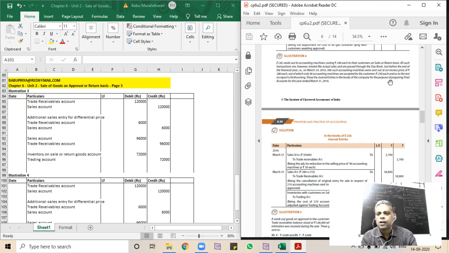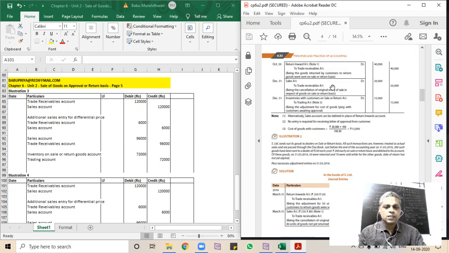200 of rupees 230 each, and as to the rest, no report is forthcoming. Show the journal entries. Okay, so before the end of the financial year, 300 accounting machines have been sent at 280 rupees, whereas 90 have been accepted at 230 rupees each. So it means that there is a loss or differential price which is less than the selling price. So sales, okay, let's process what is the entry.